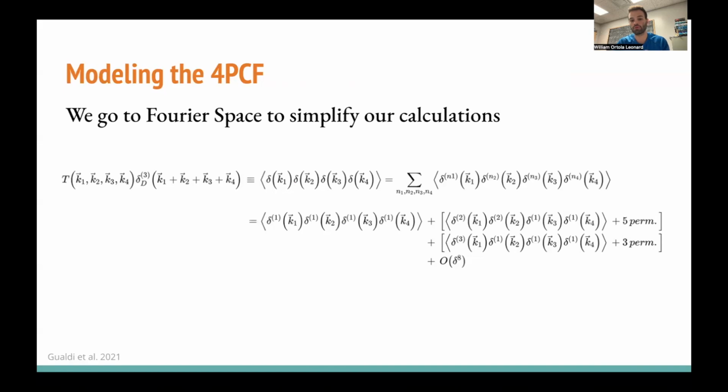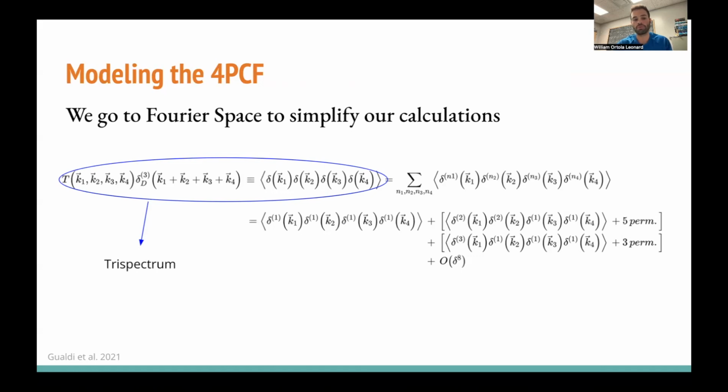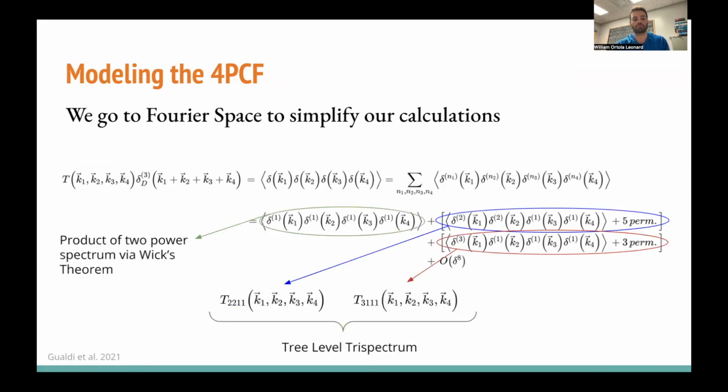So what we do is we go to Fourier space where we have the 4-point correlation function counterpart known as the trispectrum, which is defined in the blue circle here. So what we do next is expand the density contrast in a perturbation theory series, which allows us to find the 3 terms that we have here up to order of density contrast to the 8th power.